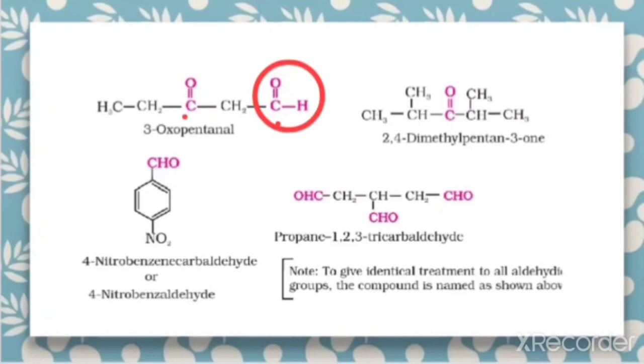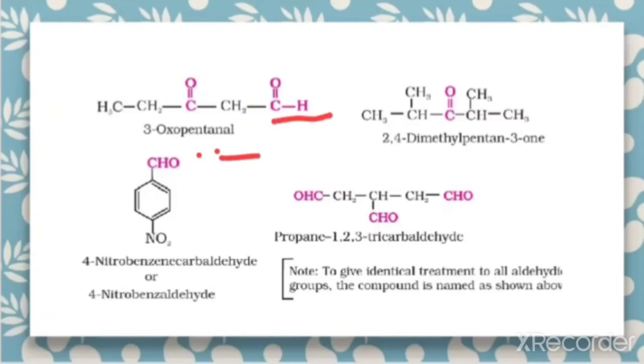So what will be the number of carbon atoms here in the main chain? When you count it here, the first carbon is this one, then this is second, this one is third, 4, 5. So a total of 5 carbon atoms are there. Therefore the word root is pent. And all carbon atoms are bonded by single bonds, therefore ane, and the functional group aldehyde, therefore al.